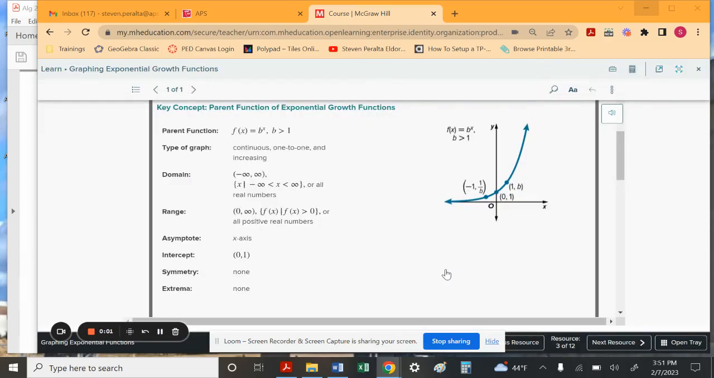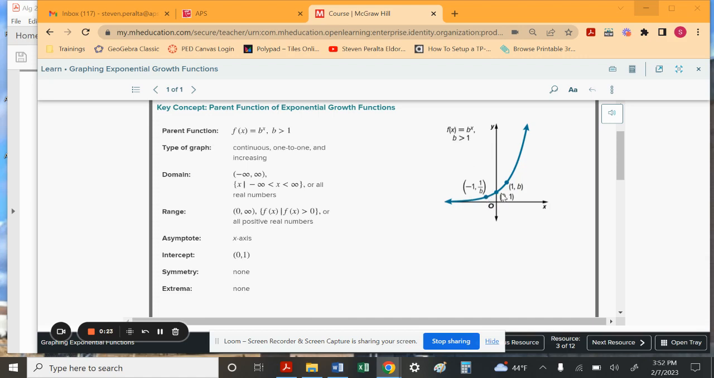Okay, let's move into the next part where we're going to look at the parent function of exponential functions. And in this case, we're going to look at exponential growth functions. Notice that the function as we go from left to right is increasing, so it's a growth function. And there's 3 points that are really critical whenever we're looking at these types of functions.